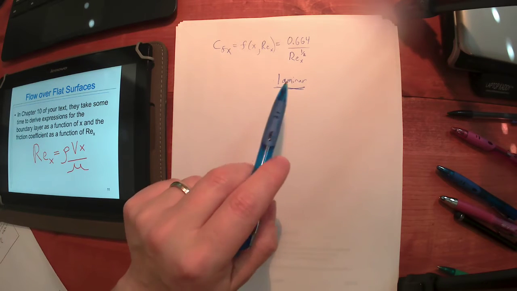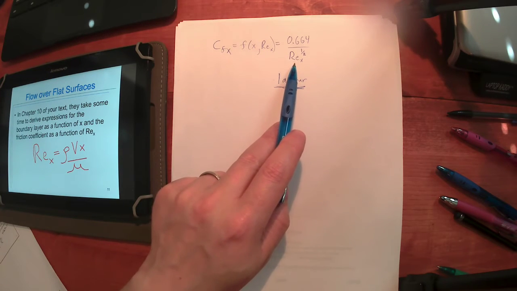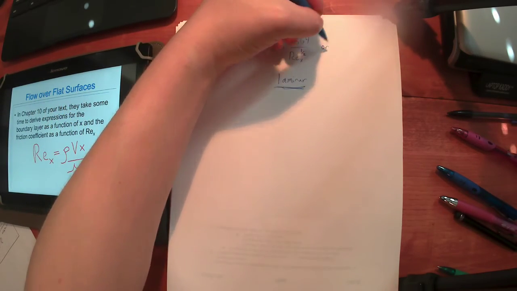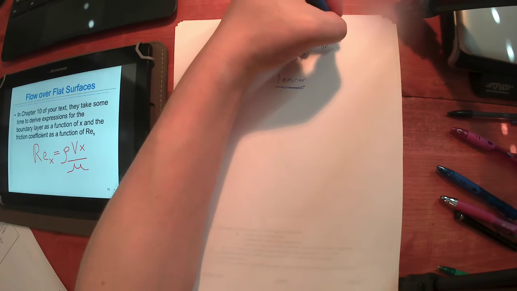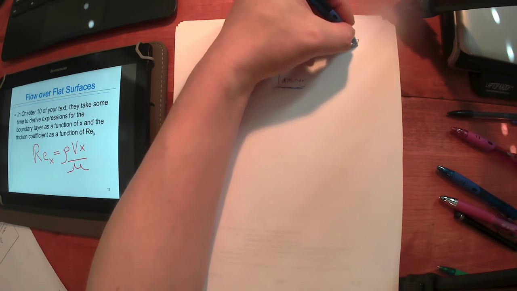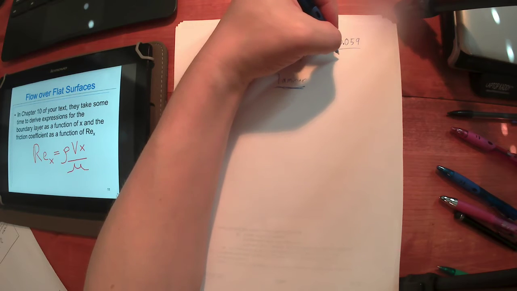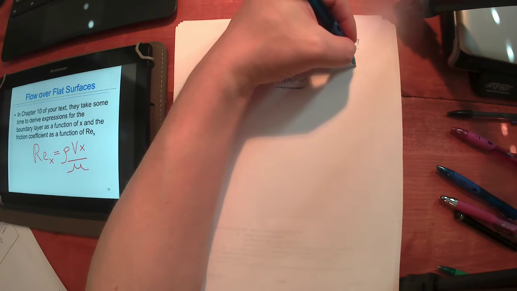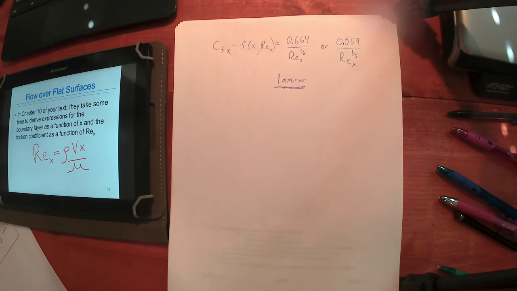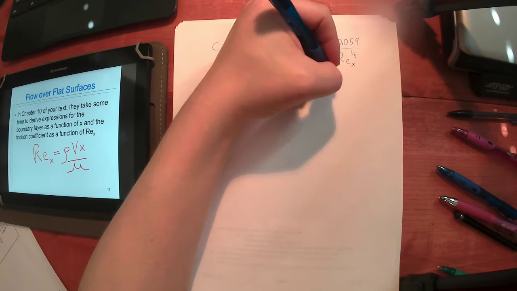So that's if at this particular x location you're in the laminar region. And as we move, if your Reynolds number along the x-axis gets high enough to achieve turbulence, in the turbulent region we tend to observe 0.059 over the 5th root of the Reynolds number. So it's Re_x raised to the 1/5 power, or the 5th root of the Reynolds number, rho v x over mu. Again, that is in the turbulent region.